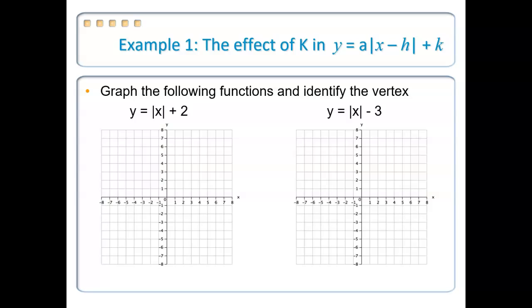So in order to graph the following two functions, we need to do two things. First, we need to identify our vertex. The vertex is translated based on the k value. The first graph has a k value of 2. What that does is translate my graph up 2, which means my vertex is (0, 2). So now instead of starting at (0, 0), I am starting at (0, 2).